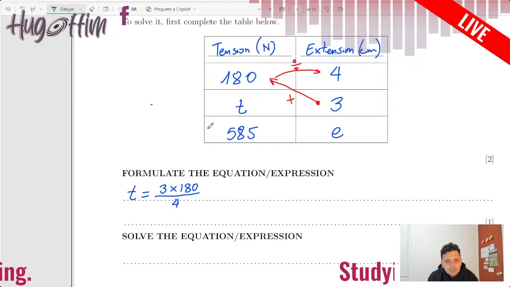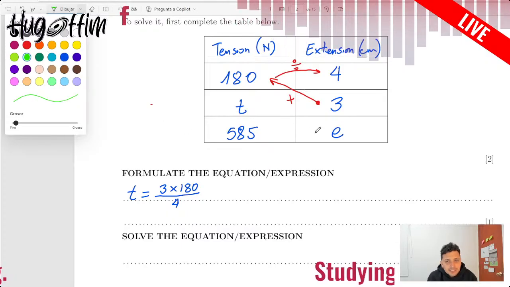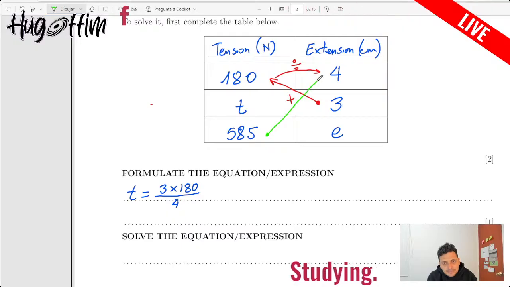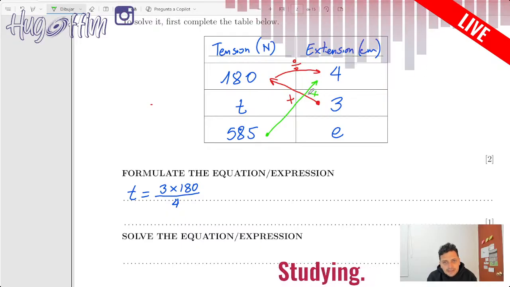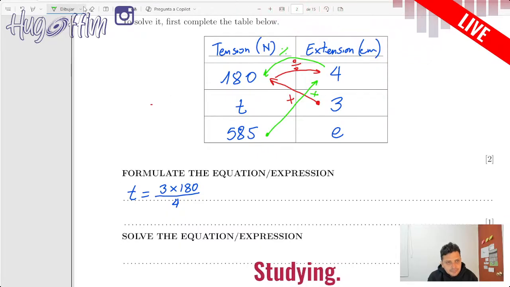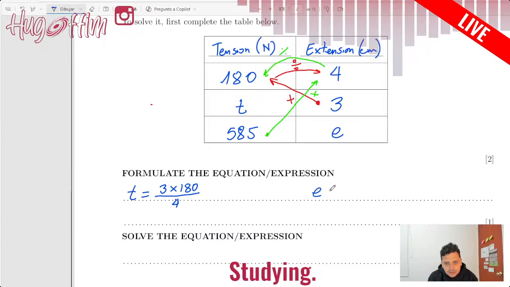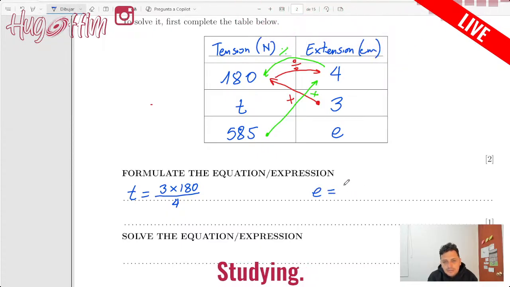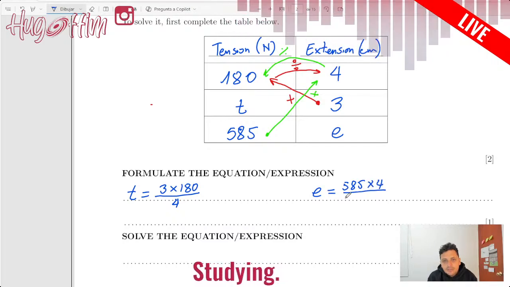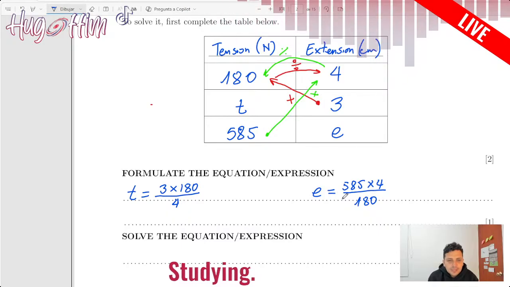This is the option. And in the same way, I can get, for example, the extension. I go to the opposite, 585. I have to multiply times 4, and the answer divided by 180. So the extension is going to be 585 times 4 divided by 180. These are the formulas to solve.